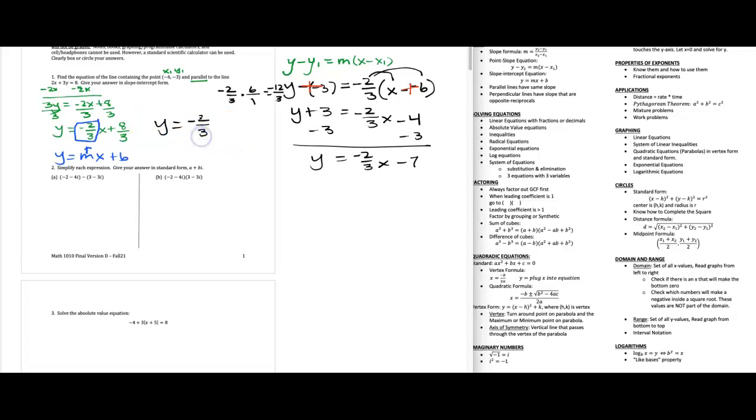So I found a line that goes through that point and is parallel to this other line. And remember, I can tell those lines are parallel to each other because their slopes are the same. Okay. All right, questions on that?